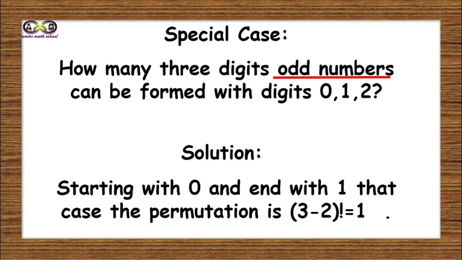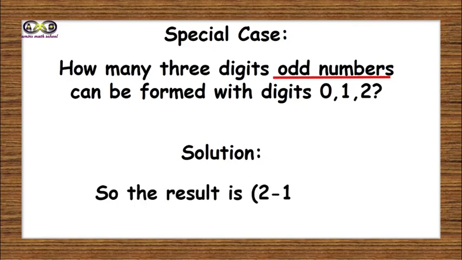So the remaining position is 1. That's why the value of permutation is 1. So the result is 2 minus 1, which is 1. Here the 2 is the number of permutations which end with 1, and this 1 is the number of permutations which end with 1 but start with 0, which are not 3-digit numbers. That's why our result is 1.